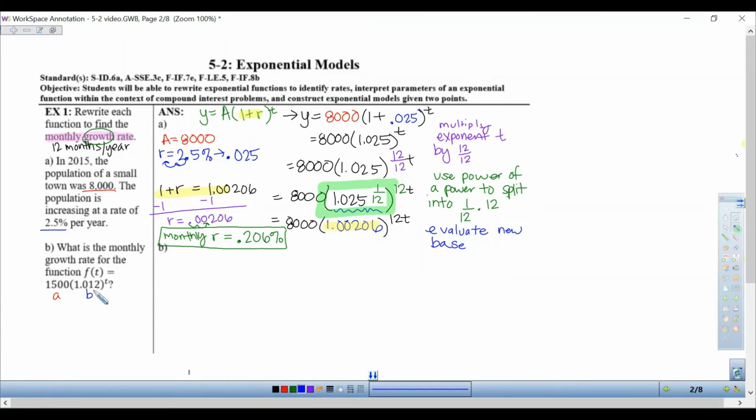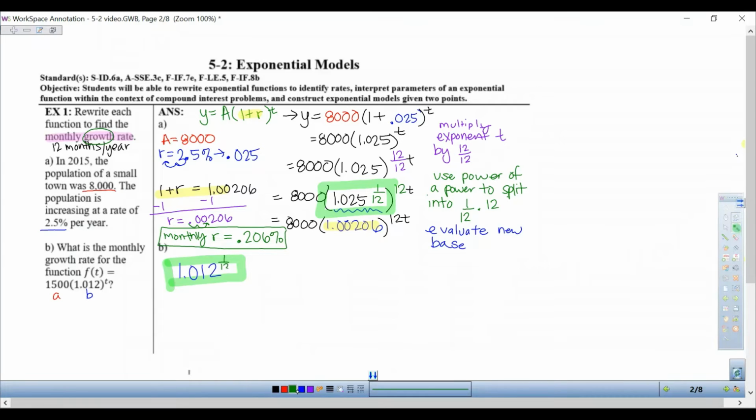And so I can see from here that the annual growth rate is 1.2%, or 0.012. So I'm going to take that number, 1.012, like I used 1.025 here, and I'm going to raise that to the 1/12th power because there are 12 months, right? So I'm just going to work with that piece that I need. So I've got 1.012, and I'm going to raise that to the 1/12 power.